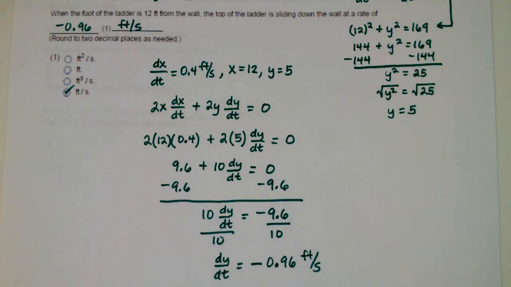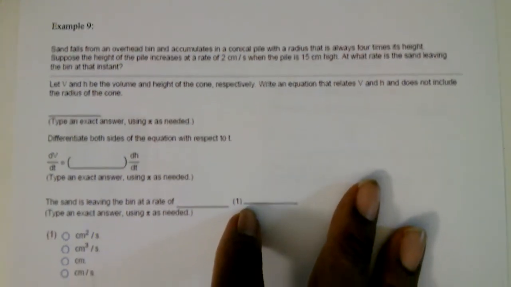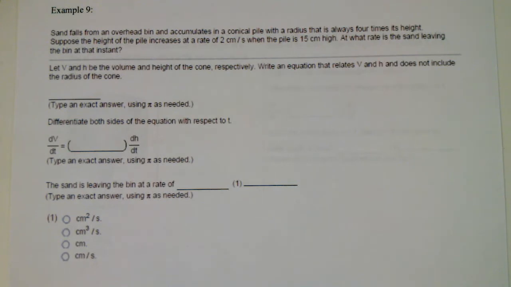Okay, here's another example. Example 9. And that's this. Sand falls from an overhead bin and accumulates in a conical pile with a radius that is always 4 times its height. Suppose the height of the pile increases at a rate of 2 centimeters per second when the pile is 15 centimeters high. At what rate is the sand leaving the bin at that instant?